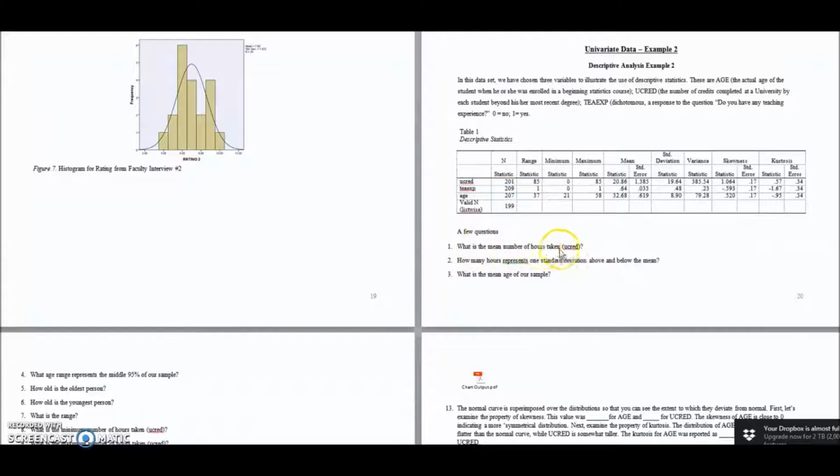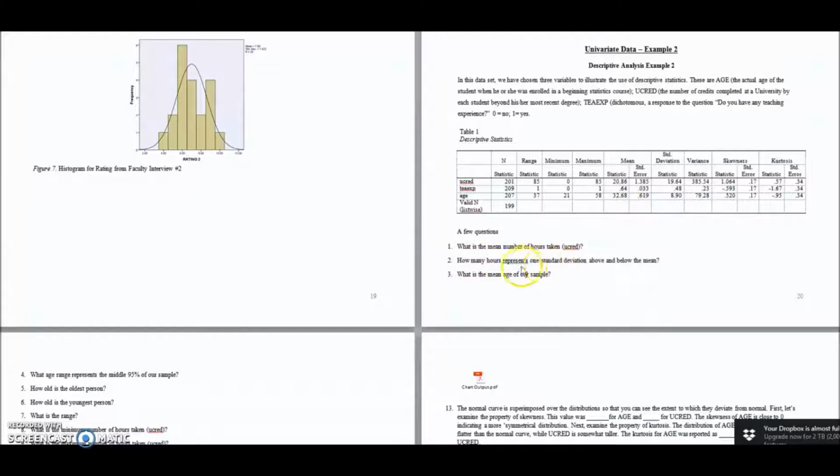What is the mean number of hours taken? So here again, you're looking at mean number of hours. Where would you go? So I am looking at U credit. That means I'm looking at number of credits, number of hours taken, which is the number of credits. So I'm looking at this, and then I go to my mean and find the answer.